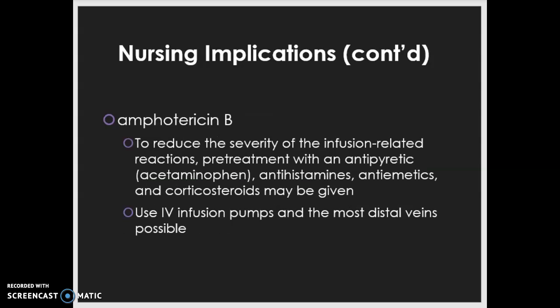With our amphotericin B, we want to reduce the severity of the infusion-related reactions. And so sometimes we'll give pre-treatment with an antipyretic like acetaminophen. Don't want to give an NSAID in this example. And so I'm going to leave that to you to look up. Why would we not want to give ibuprofen? Why would we give acetaminophen? We may give an antihistamine, an antiemetic, or a corticosteroid in addition to reduce the severity of infusion-related reactions. So we're going to use a pump on these and the most distal vein possible.